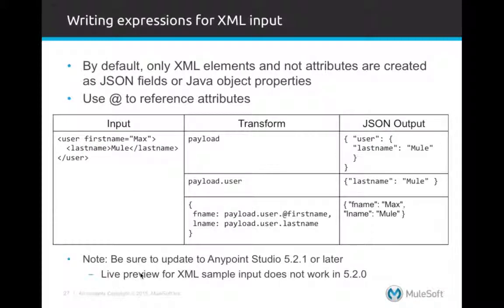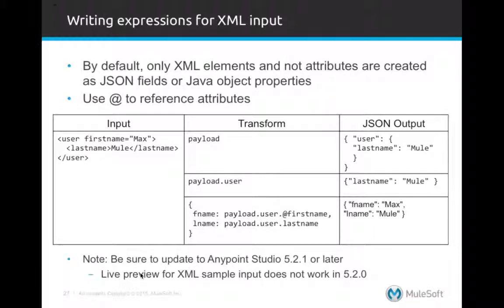So let's take a look at some more expressions for XML input to output. By default, only XML elements and not attributes are created as JSON fields or Java objects. To change this behavior in any way, we can use the @ to reference attributes. So we can see here, if you follow the transformation logic in the three items here, we can see the input coming in with user first name Max with the last name of Mule. If we just map the payload, the user is going to come in and the last name Mule will be used, but Max won't really be used.